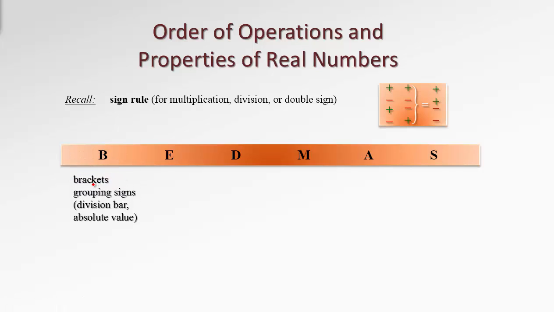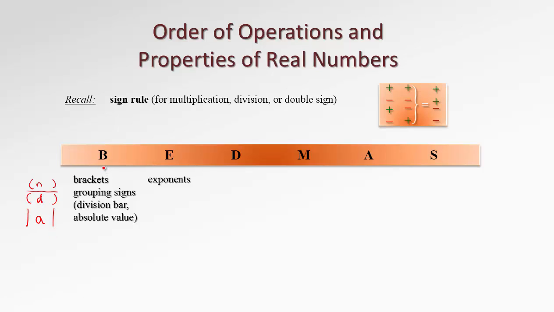I'm sure you remember that B stands for brackets, but not only brackets, any grouping signs. For example, division bar, it's a grouping sign. It separates the numerator and the denominator. So we first calculate whatever is in the numerator, it could be a big expression, then whatever is in the denominator, and this division bar works like a bracket for a numerator and bracket for the denominator. Also, absolute value, it's a grouping sign. We calculate the value of the expression inside before we apply absolute value.